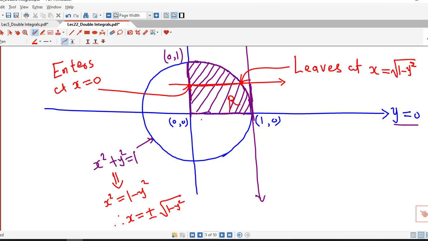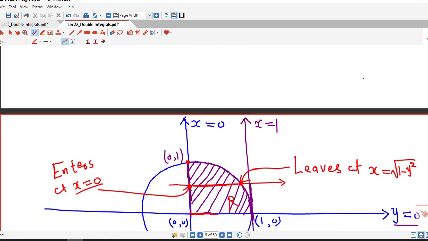And to determine the limits of y, we consider the lowermost points of the region. All these points are lowermost points. At all these points, the value of y is 0, and this is the uppermost point of the region, and at this point the value of y is 1. So limits of y are from 0 to 1, and x is from 0 to square root of 1 minus y square.